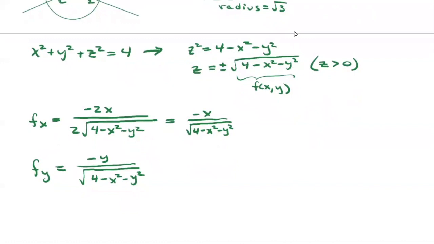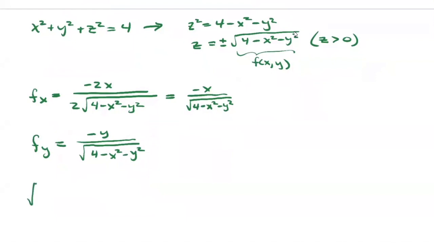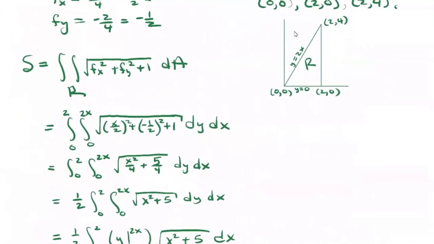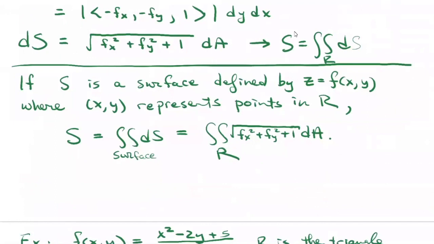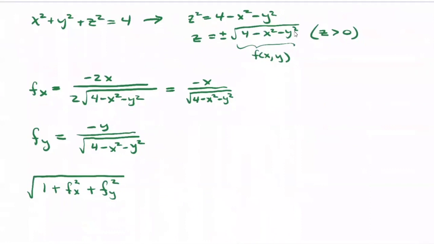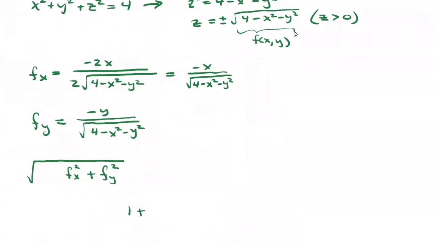And then don't forget, you have to do the square root of 1 plus fx squared plus fy squared. So let's do this now. Did I make it clear why we're doing that? So going back to the formula up at the top, I guess it's fx squared plus fy squared plus 1. Same thing, right? If you're going to be uptight about it, you could write it like that, just because it makes people feel better.